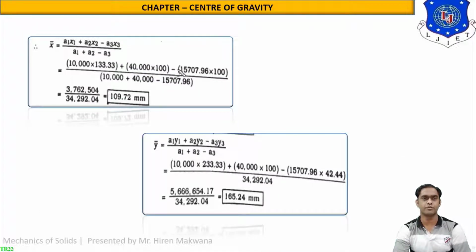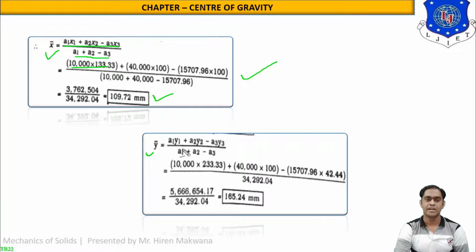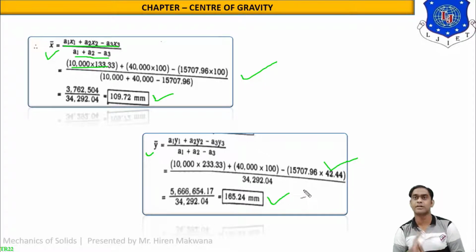Now finally we have to find x bar and y bar. For that, what is the formula for x bar? a1x1 plus a2x2 minus a3x3 divided by a1 plus a2 minus a3. All the values should be replaced in this formula, and you will get the answer as 109.72 mm. Similarly for y bar, a1y1 plus a2y2 minus a3y3 upon a1 plus a2 minus a3. All the values calculated earlier are replaced in this formula to get the answer of y bar as 165.24 mm.